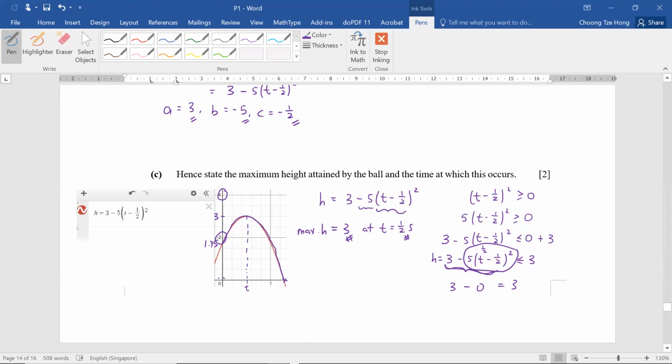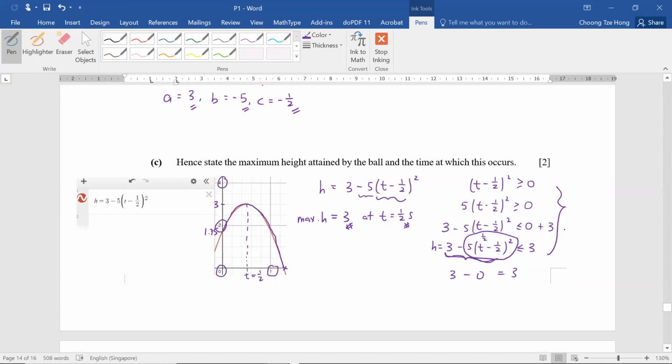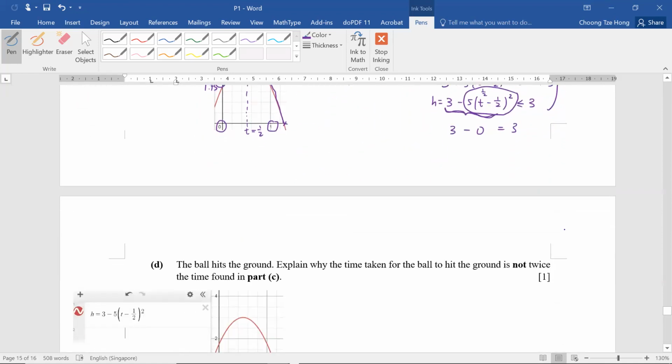Okay, and this is time 0, this is time 1, this is right in the middle, so it's time equals to half. Okay, so the graph that we plotted using Desmos agrees with us. But this is the way to think about the maximum or the minimum value of a quadratic function when it's in the completed the square form.